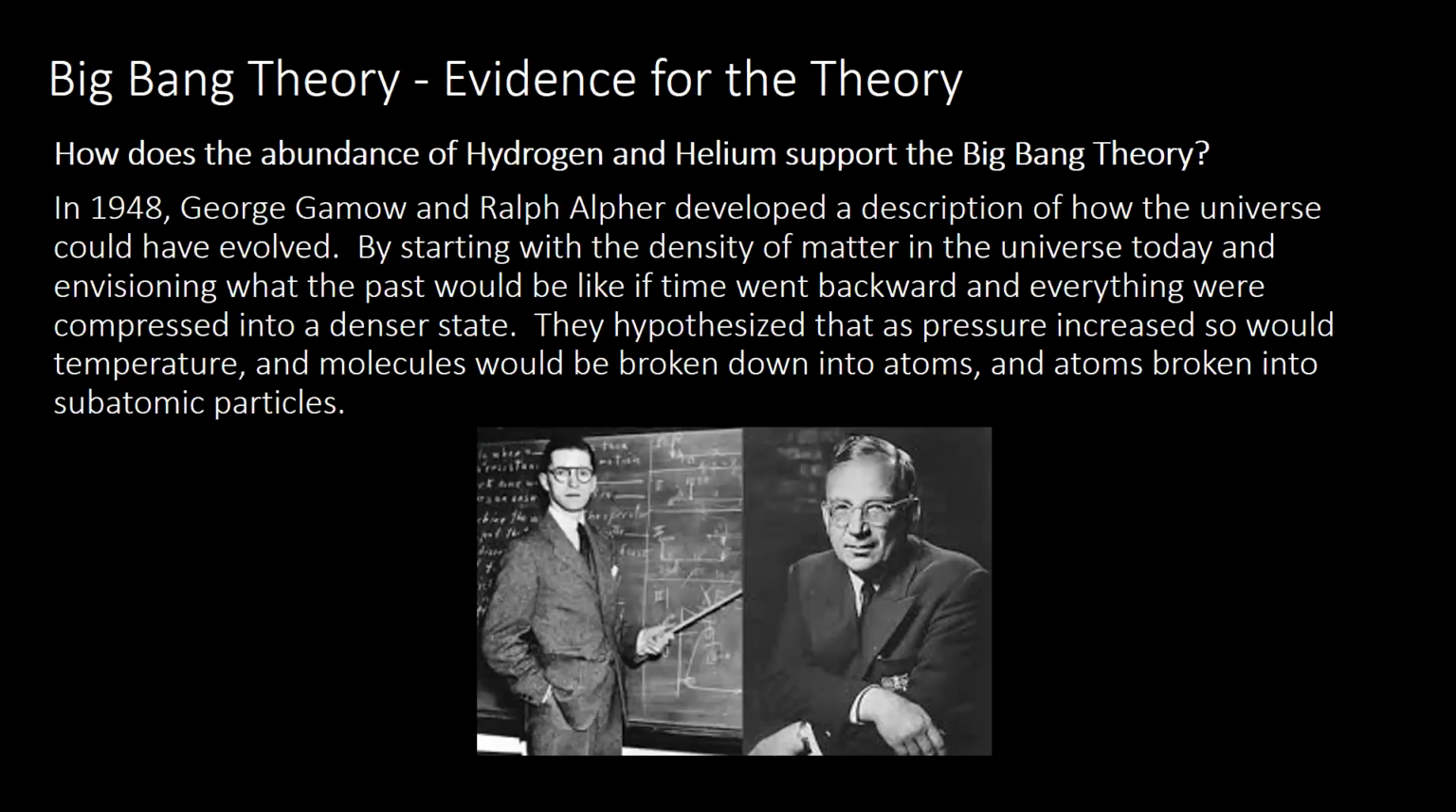How does the abundance of hydrogen and helium support the Big Bang theory? In 1948, George Gamow and Ralph Alpher developed a convincing mathematical description of how the universe could have evolved by starting with the density of matter in the universe today and envisioning what the past would be like if time went backward and everything were compressed into a denser state.